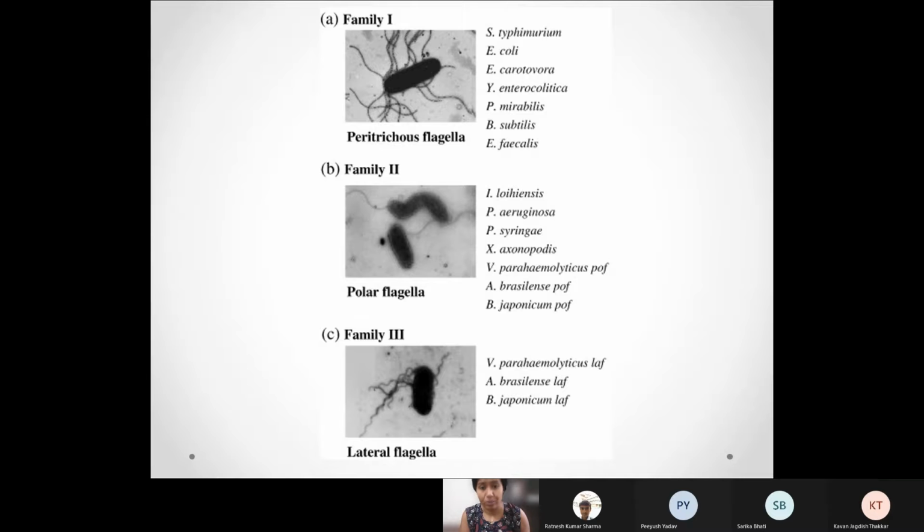So similarly, that's a question these bacteria have. How many motors do I put? Maybe one is enough for me. Some have one, some have multiple.